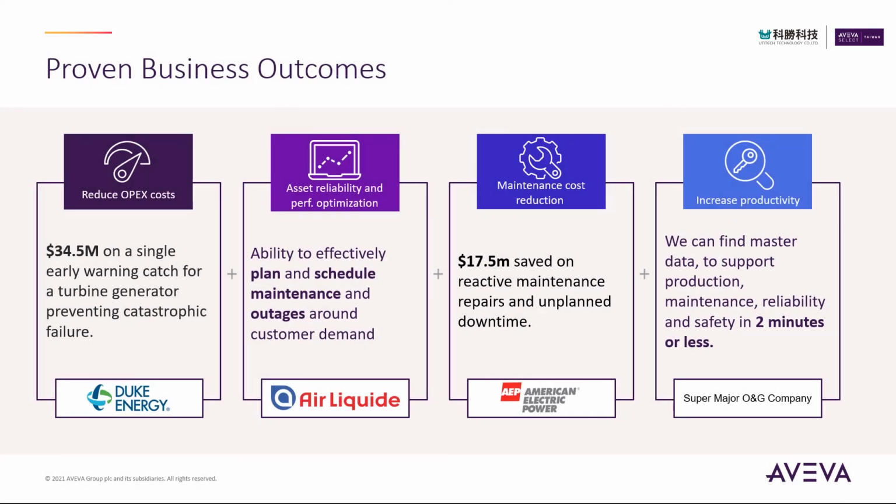The Aveva solutions shown in this demonstration have already provided important business outcomes to our customers. Duke Energy, leveraging the Aveva predictive analytics technology, was able to detect in a single early warning catch a potential turbine generator failure with an estimated savings of over $34 million. Air Liquide is driving asset reliability and performance optimization by planning maintenance and outages activities without impacting their production. American Electric Power was able to reduce maintenance costs of over $17 million, significantly reducing their unplanned downtime.